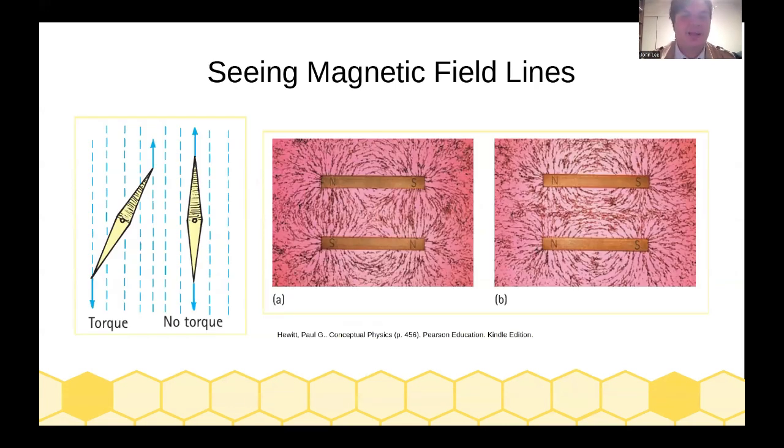We can see magnetic field lines because magnetic fields cause a torque on iron particles or iron filings, which causes them to move until they are in line with the magnetic field around them.